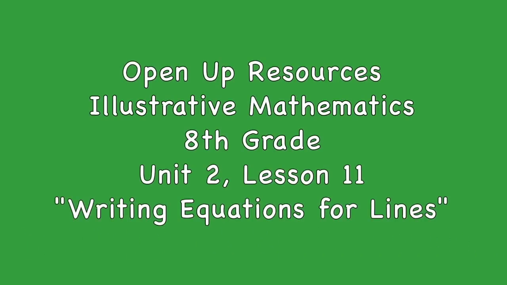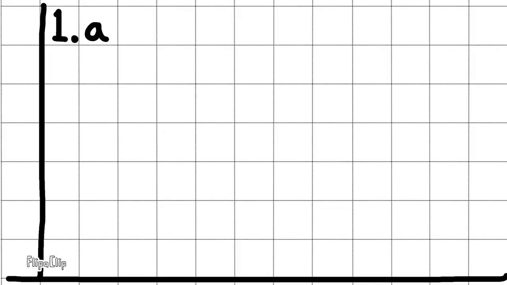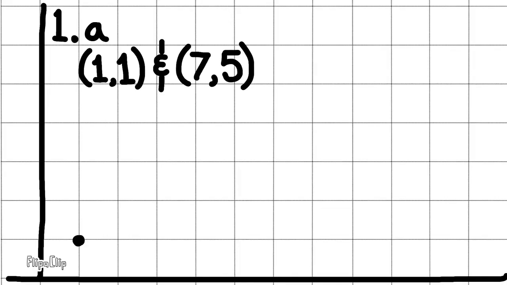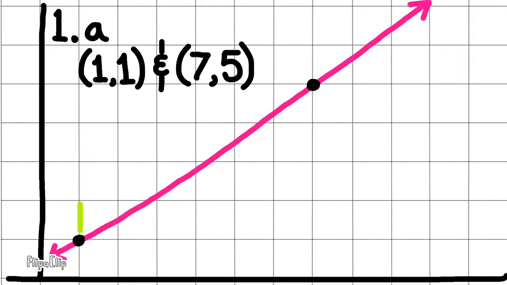Open up resources, Illustrative Mathematics, 8th grade, Unit 2, Lesson 11, Writing Equations for Lines. Problem number 1. For each pair of points, find the slope of the line that passes through both points. If you get stuck, try plotting the points on graph paper and drawing the line through them with a ruler. A, points (1, 1) and (7, 5).